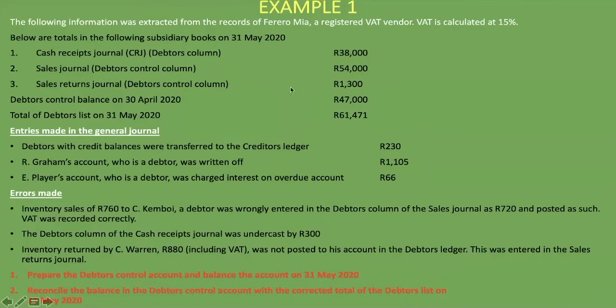Here we are given the totals of the following subsidiary books on the 31st of May 2020. Now, dates here are very important, and you'll see how it applies when we're answering the question.